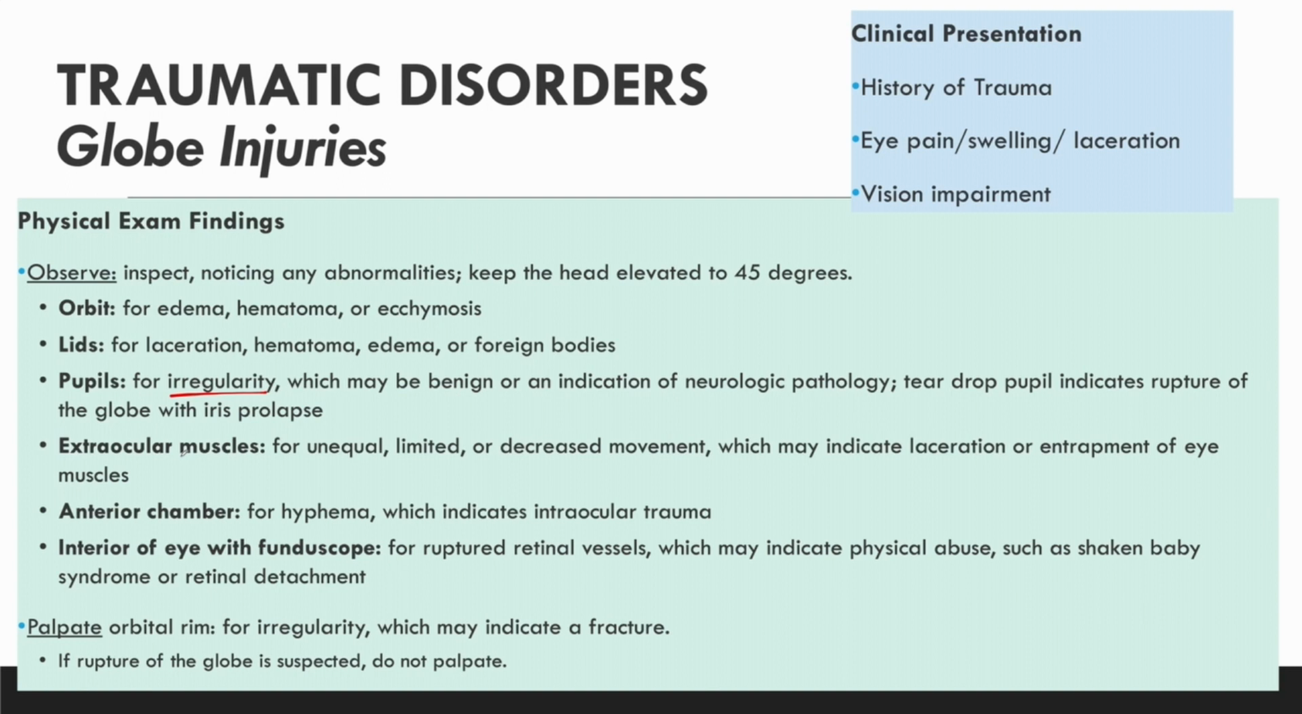The eye can kind of look and feel less full. It's like a deflated balloon. You might not have the same amount of reaction or decreased movement with the extraocular muscles. And then the anterior chamber could possibly have a hyphema, which we could look for. And then if we look inside the eye, it might be really hard to see, because you might get some ruptured vessels. And then, of course, with shaken baby syndrome, you might see those same vessels and retinal detachment, which we talked about in psych.